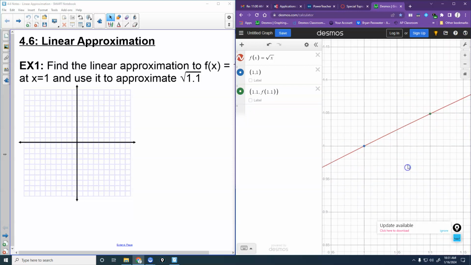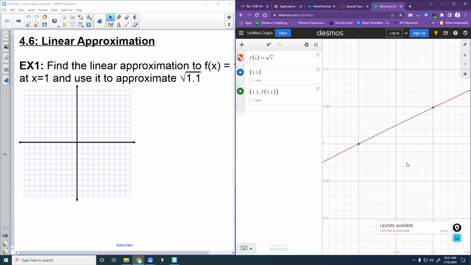If I just zoom in where I only see those two points, can you tell that the graph is curved? No. It looks pretty straight whenever you are looking very zoomed in on the graph. If you zoom in enough on any graph, it's going to look like a straight line. It doesn't have to be this one. It could be a different one.